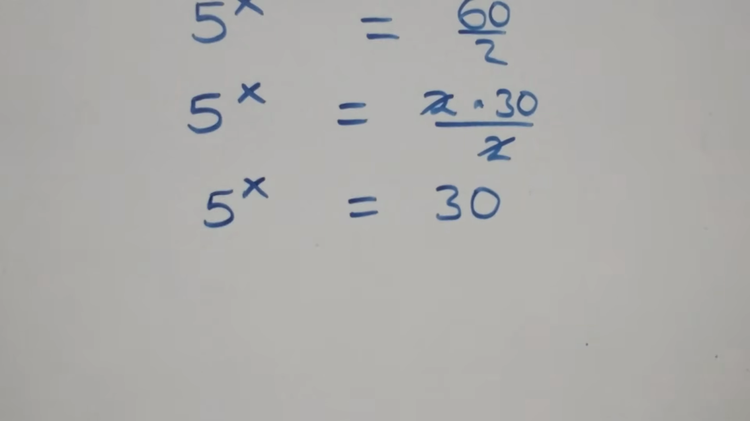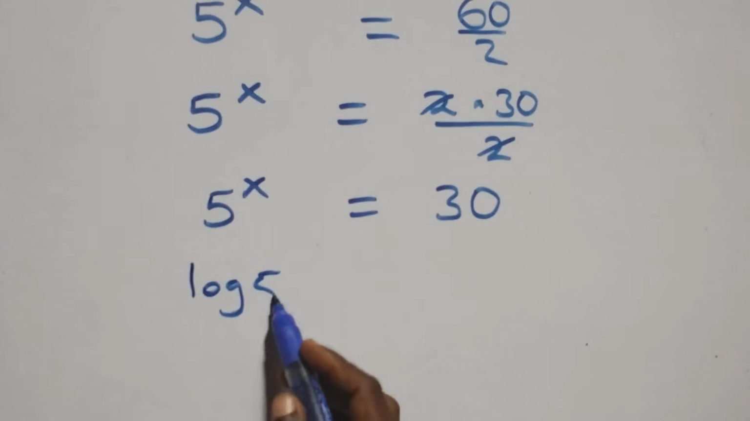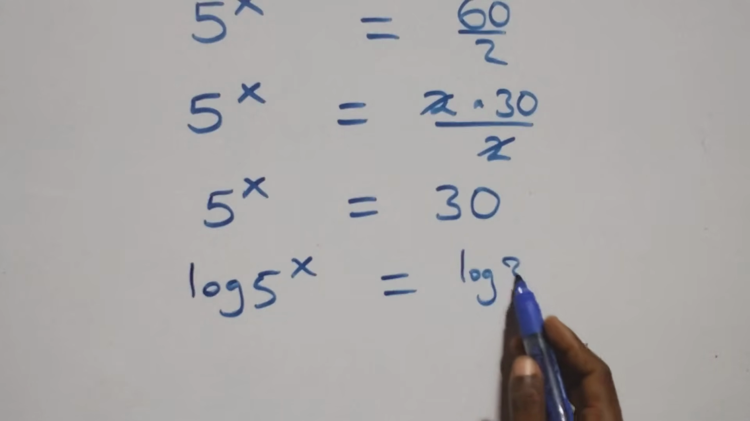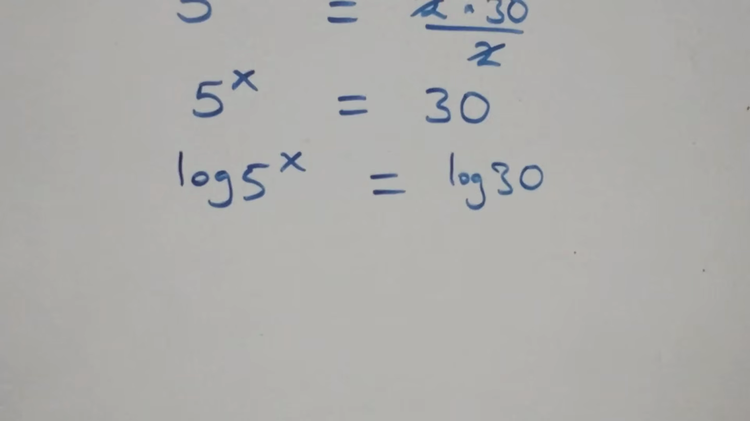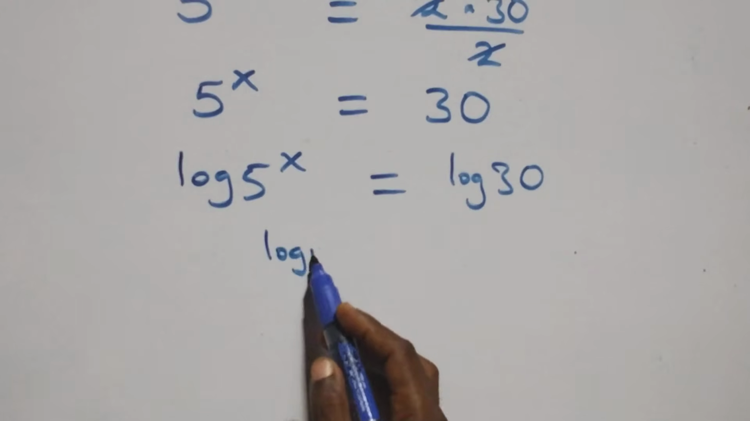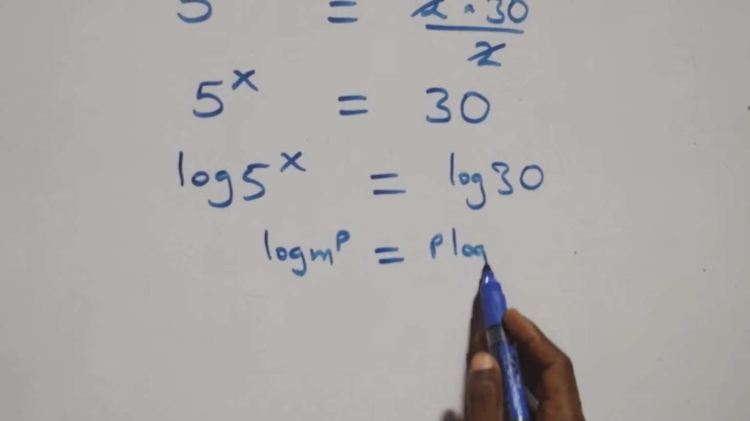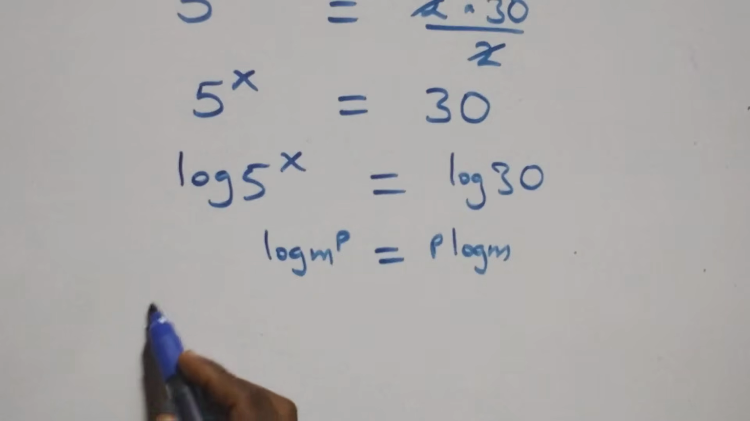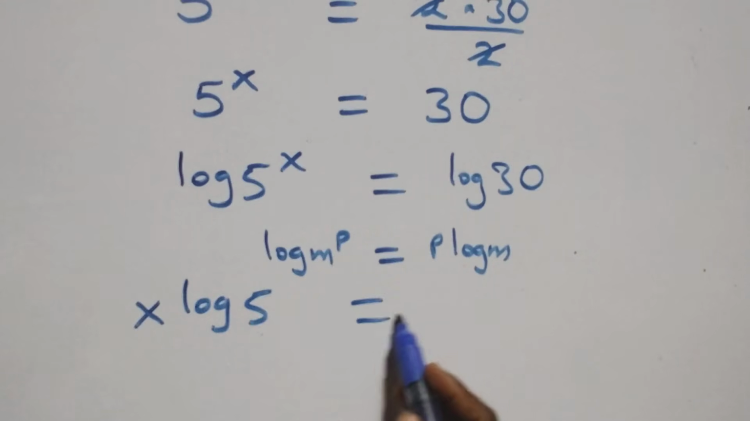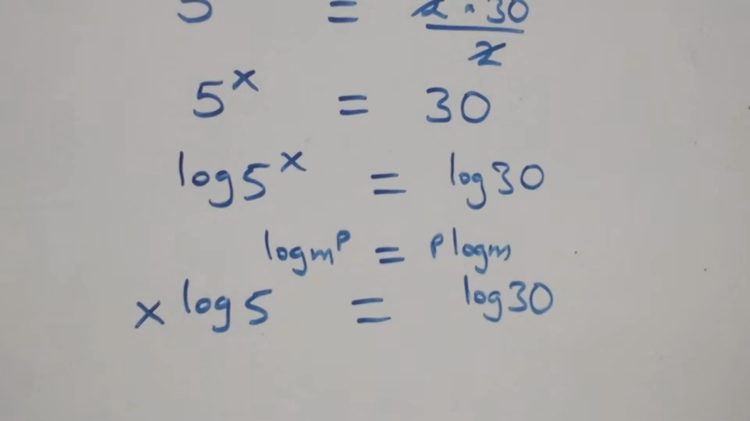Here we take the log on both sides. That is, we have log 5 raised to power x equals log 30. The next step, we apply the power law of logarithm: when we have log m raised to power p, this is the same thing as p log m. Here we have x log 5 equals log 30 on this side.